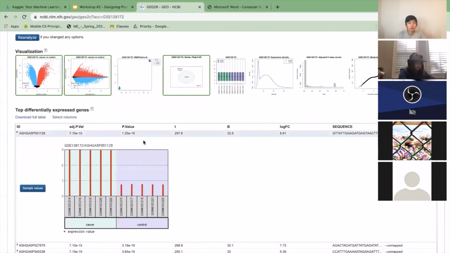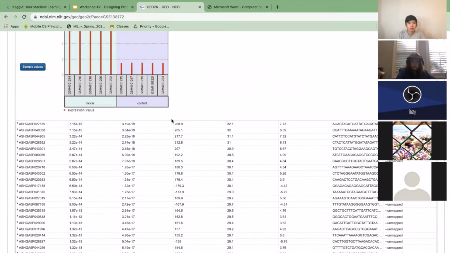Yeah, pretty cool. So for example, just really quickly, this graph shows the differences in expression levels of this RNA molecule between cancer and control. So you can see that this RNA is found more highly in cancer patients than in control patients. So that's just a pretty cool analysis.